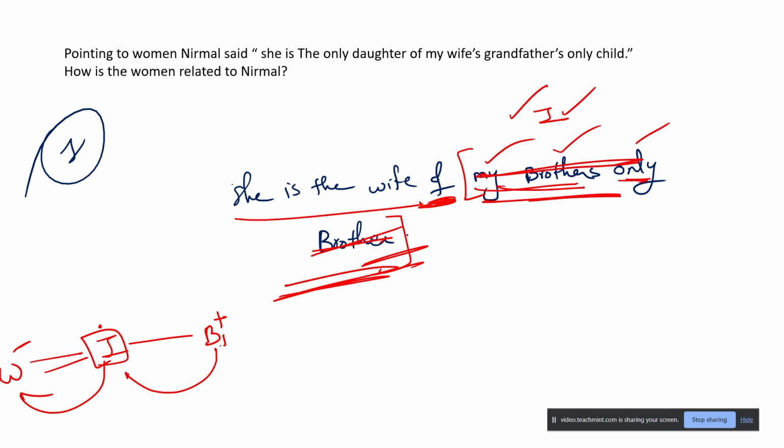So let us take, okay, sir. I'm here, I'm having a brother. So if I say my only brother, means I'm talking about the second guy. If that guy is saying my only brother, means he is talking about me only.